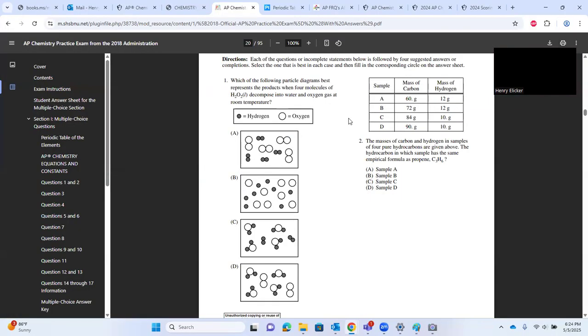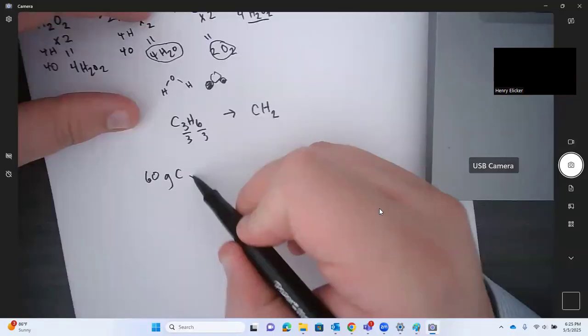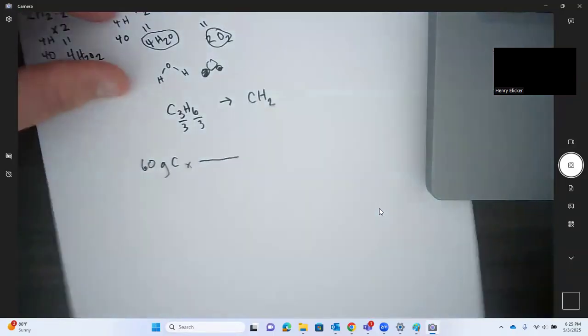Okay. So how do we determine which one is which? Well, you actually can find the mole ratio, because of Avogadro's number, you can actually say that the CH2 means 2 moles of carbon and 2 moles of hydrogen. That's another way to interpret it. So we're going to take the 60 grams of carbon in one sample, and we're going to turn that into moles of carbon.